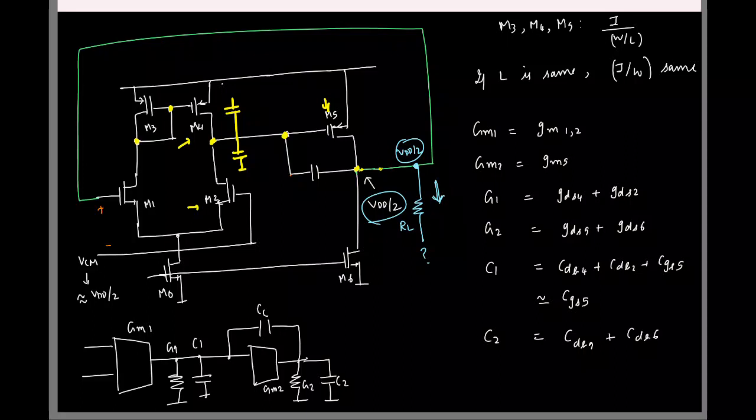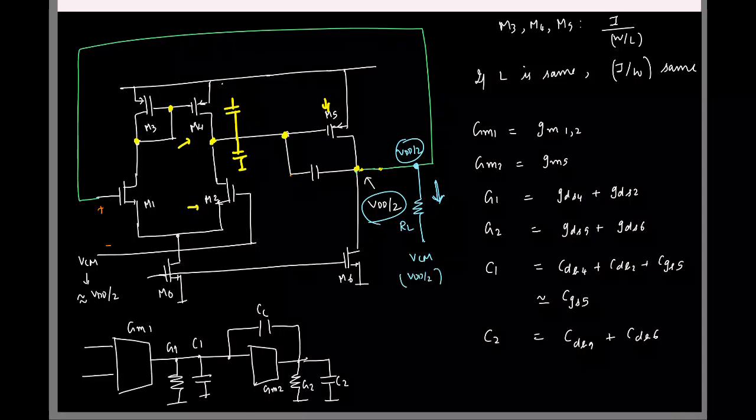VDD by 2. You can also do this AC coupling and stuff, but that will require huge capacitors. On ICs we can't afford to spend so much area. So that's why we will simply connect it to VCM, whatever that common mode is for us. In our case it's VDD by 2.